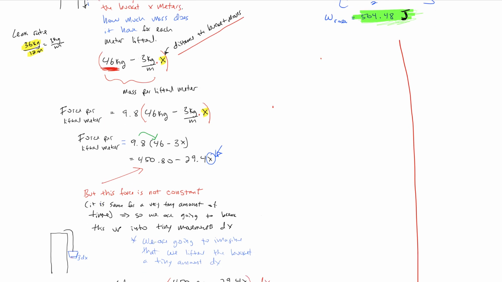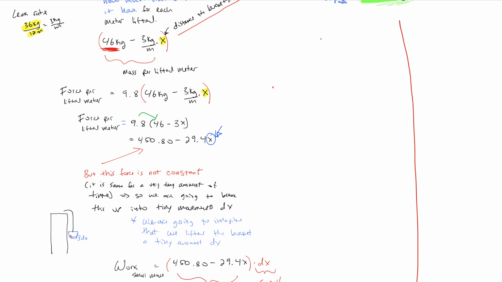So what you need to do is think about a little slice here in the bucket, and this little slice is going to move a tiny little distance. That tiny little distance is dx. So the work applied to that tiny movement is your force per lifted meter times your small move. I wrote here that this force is not constant. It's the same for a very tiny amount of time. So this force is this value for a really small period of time.